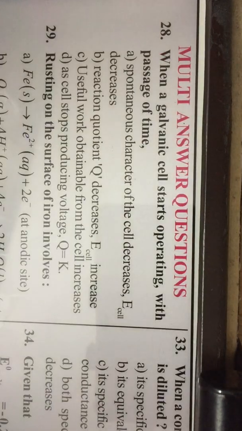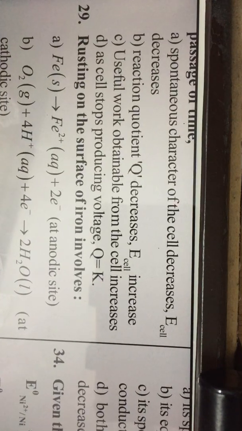Therefore, you can see this. When a galvanic cell starts operating, the spontaneous character of the cell decreases, that is, cell potential drops, the cell gets discharged, true. A: reaction quotient Q decreases, E cell increases, that is nonsense. Reaction quotient increases, cell potential drops, so B is wrong. Useful work obtainable from the cell will drop. And as the cell stops producing voltage, Q is equal to K. This is what finally happens when the cell is dead.